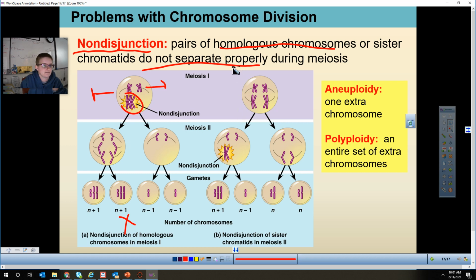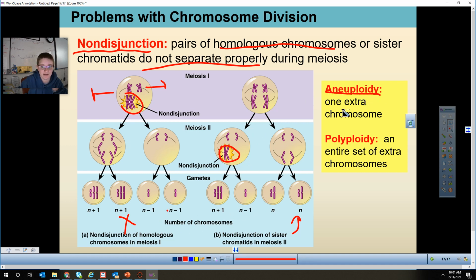Whereas here we have another meiosis. This one goes just fine, but meiosis 2 has a non-disjunction. So here we have normal gametes, and here we have some abnormal gametes, some with too much DNA and some with not enough DNA. Okay, so there's two ways we can get non-disjunctions. We can have a non-disjunction during meiosis 1, or we can have a non-disjunction during meiosis 2, and it affects your gametes that way.